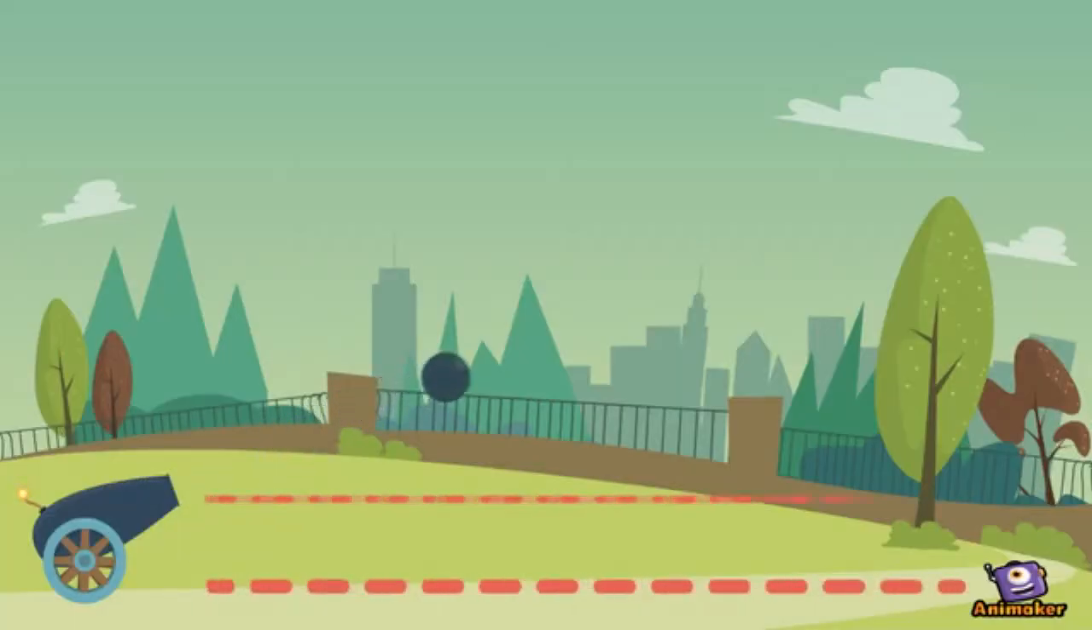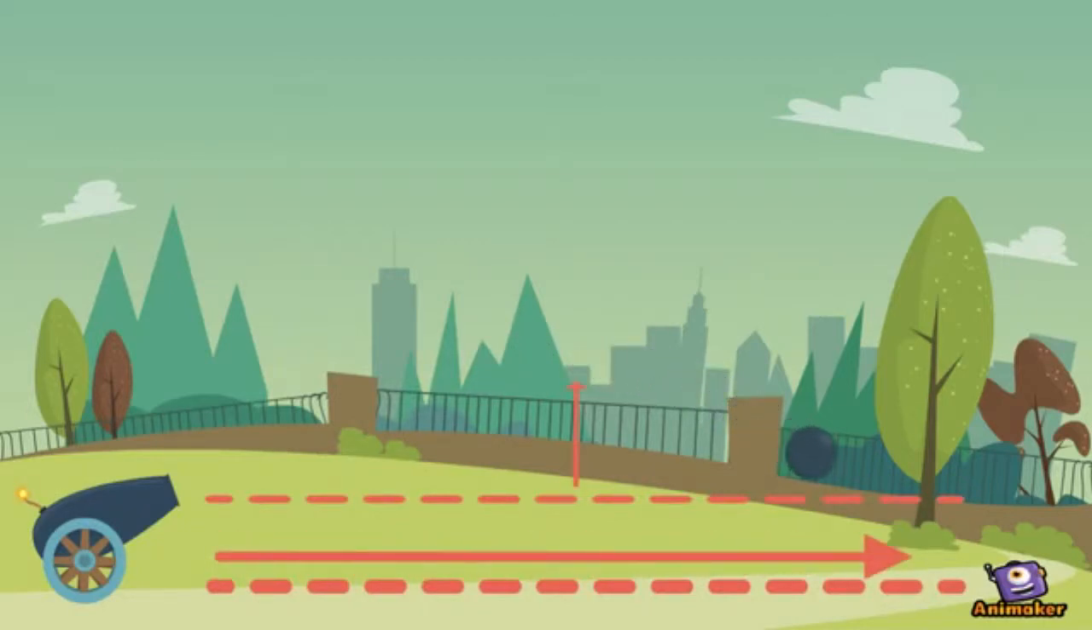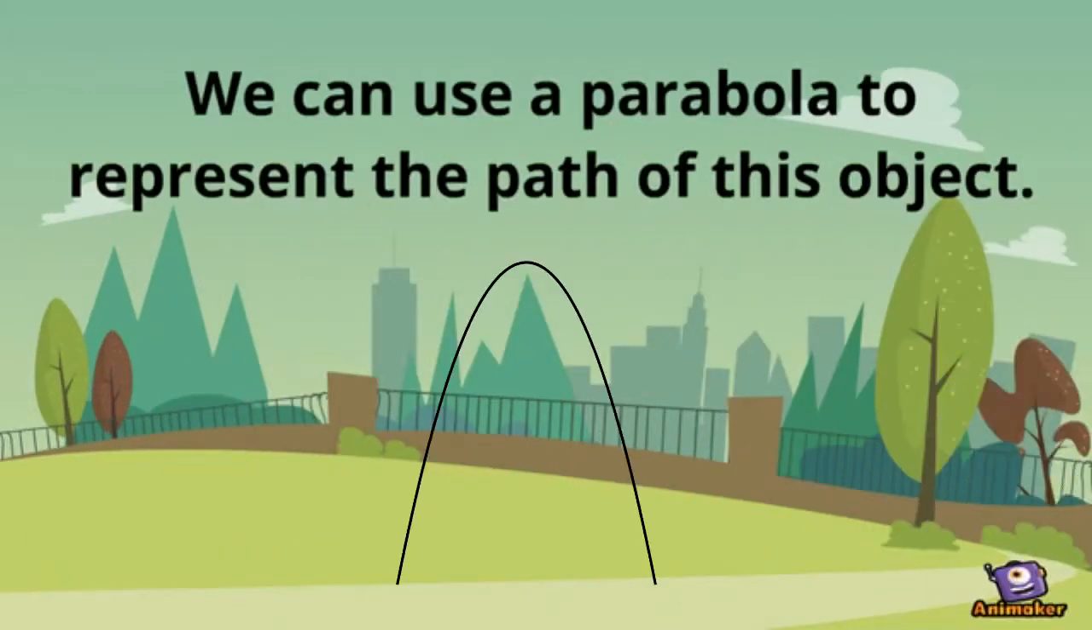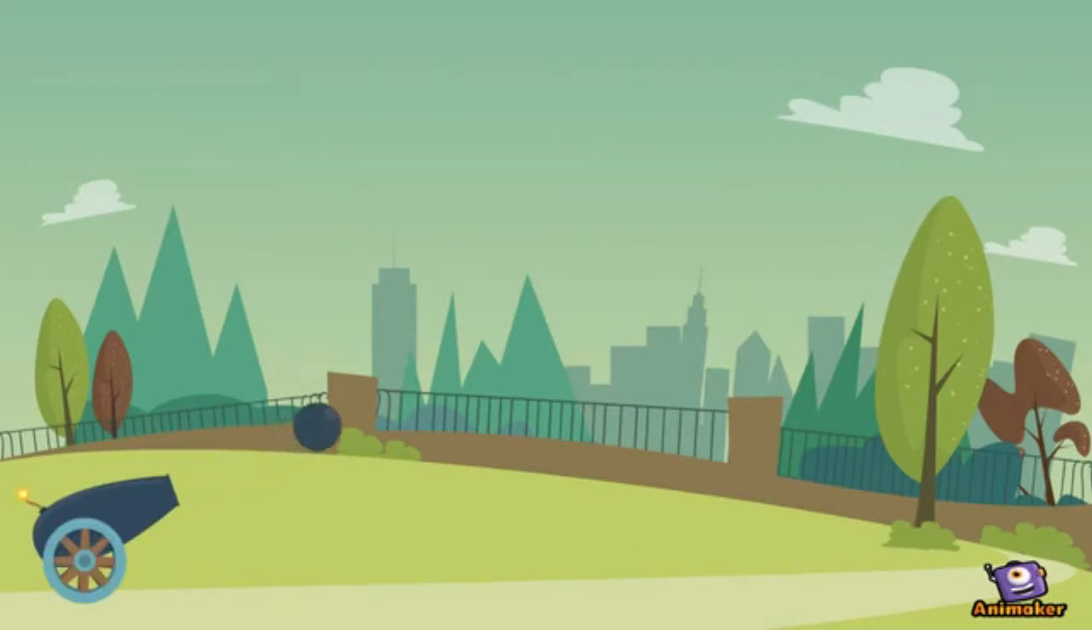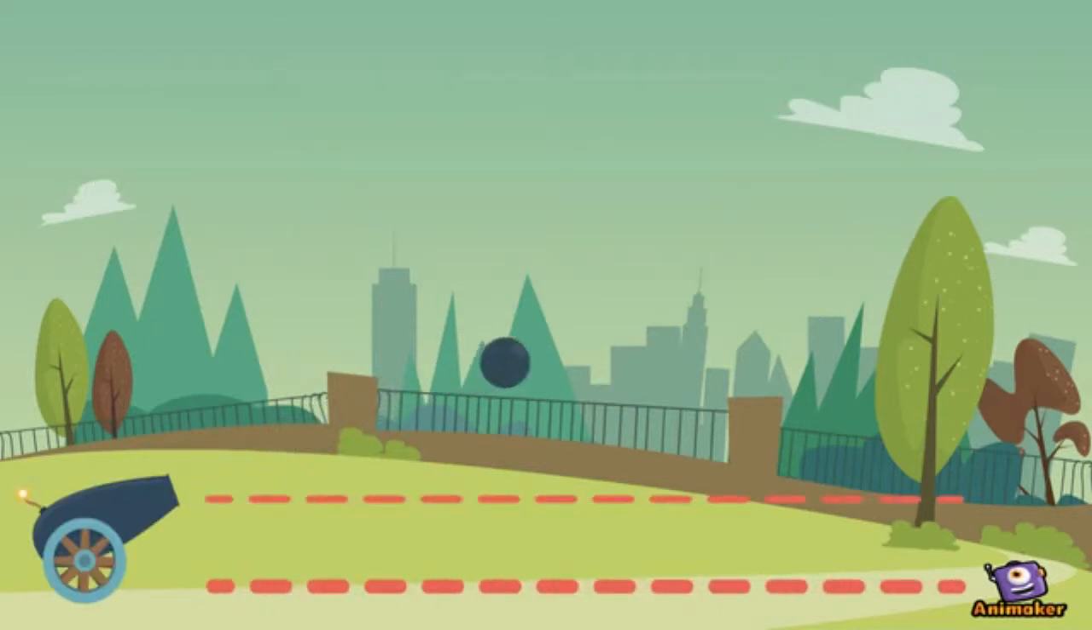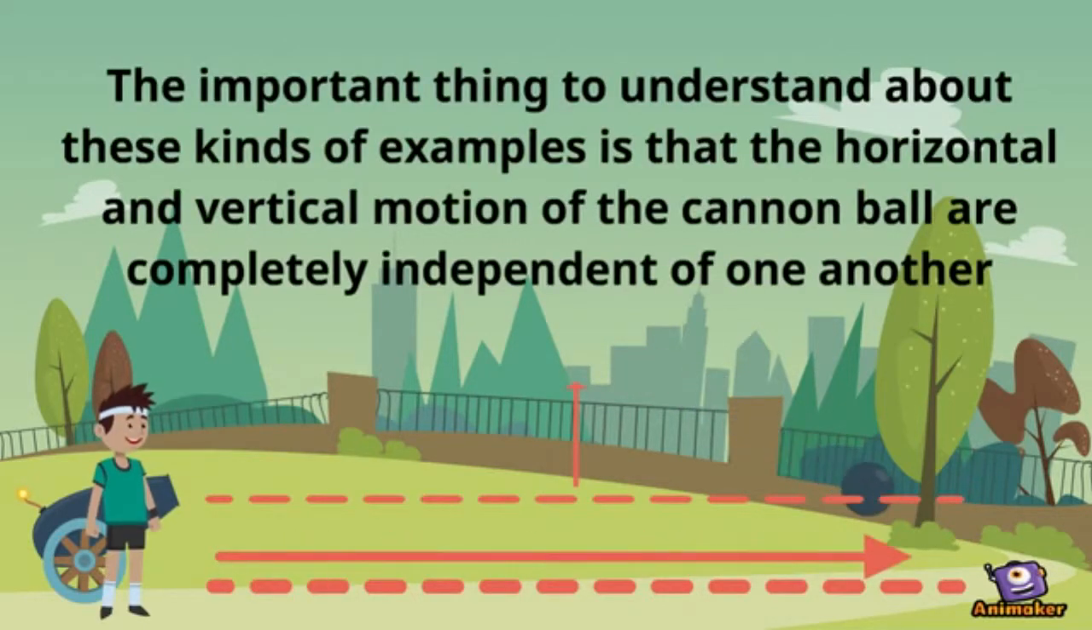Imagine a cannonball being fired at some angle from the horizontal. It will travel some distance up into the air before eventually falling back down and hitting the ground some distance away from the cannon. We can use a parabola to represent the path of this object. Here is the graphical representation of the parabolic shape. The important thing to understand about these kinds of examples is that the horizontal and vertical motion of the cannonball are completely independent of one another.